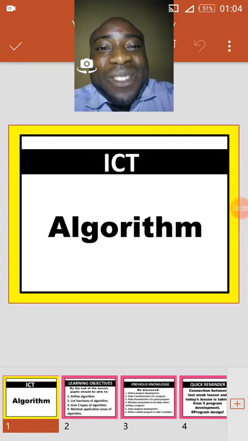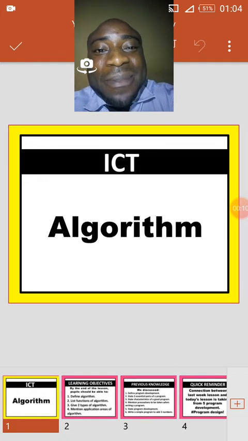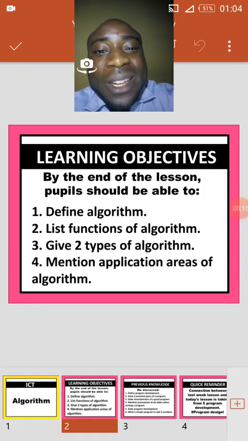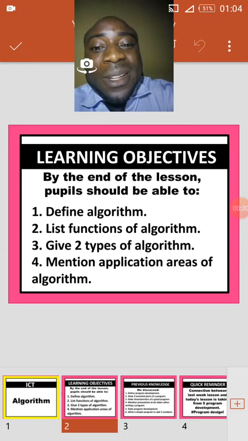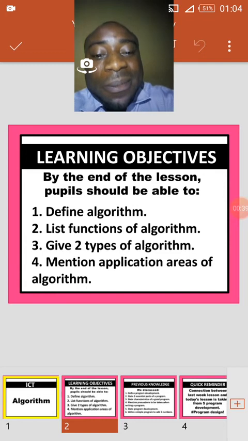And today we have a very interesting topic, the algorithm. So let's start by looking at our learning objectives for today. We have about 4 learning objectives. 1, we are going to define algorithm. 2, we are going to list functions of algorithm. 3, we are going to list 2 types of algorithm. And 4, we are going to mention application areas of algorithm.